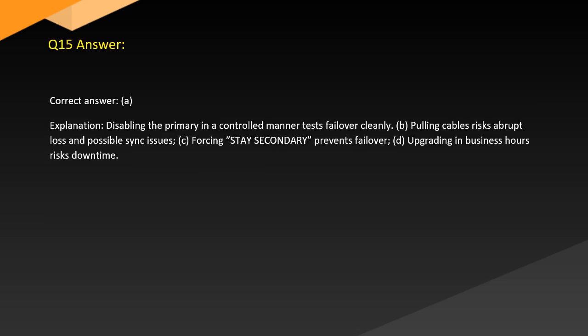Answer. Correct answer: A. Explanation. Disabling the primary in a controlled manner tests failover cleanly. B. Pulling cables risks abrupt loss and possible sync issues. C. Forcing state secondary prevents failover. D. Upgrading in business hours risks downtime.